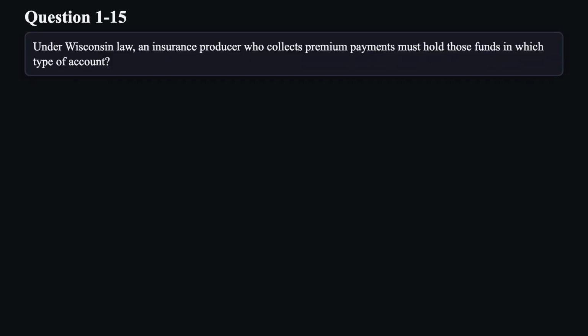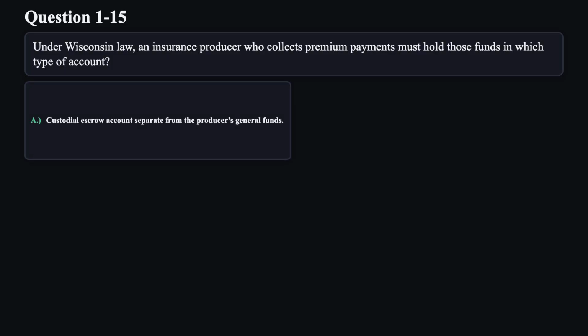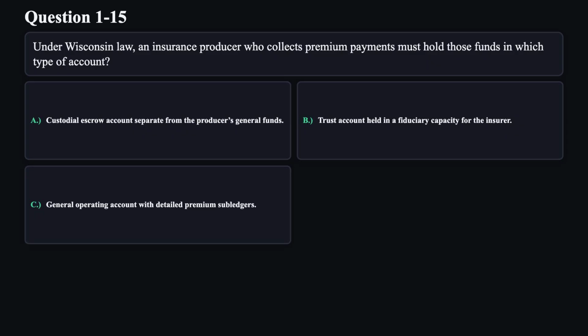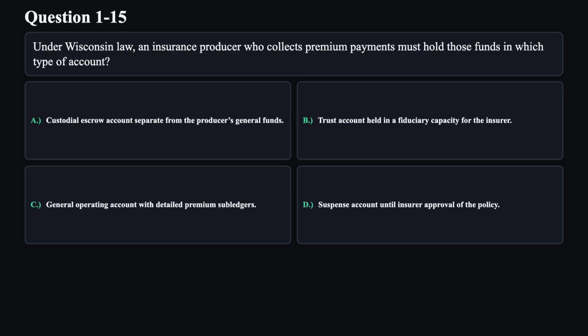Question 15. Under Wisconsin law, an insurance producer who collects premium payments must hold those funds in which type of account? A. Custodial escrow account separate from the producer's general funds. B. Trust account held in a fiduciary capacity for the insurer. C. General operating account with detailed premium subledgers. D. Suspense account until insurer approval of the policy.